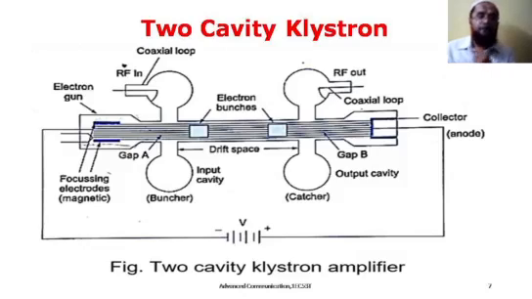We saw just yesterday that we have used a loop as well as a probe. With these two we can feed microwave or take it out. So the coaxial loop we are using as a probe to get the microwave energy from the catcher cavity. From the catcher cavity we take the microwave energy out.